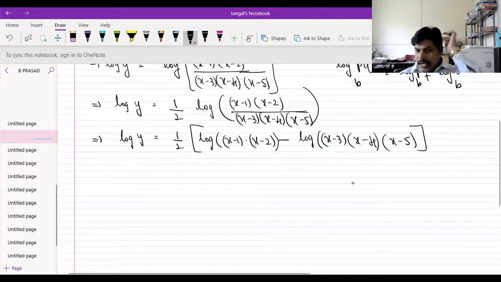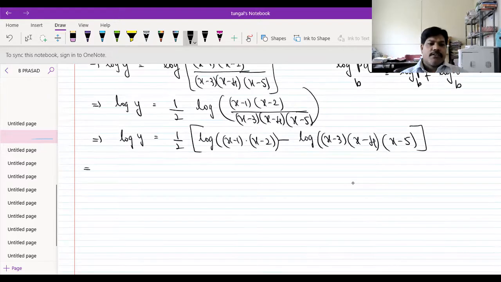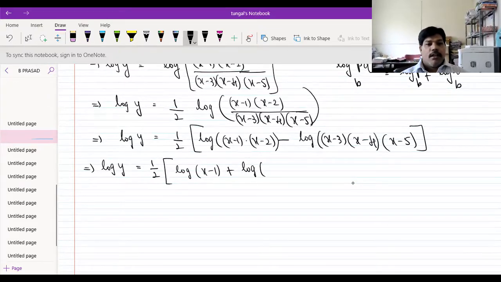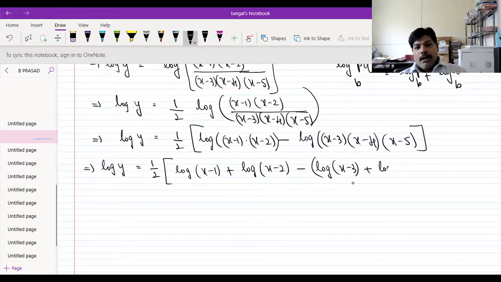So then what happens, students? Here, that implies log y is equal to 1 by 2 into, log of PQ you can write as log of (x minus 1) plus log of (x minus 2) minus log of (x minus 3) plus log of (x minus 4) plus log of (x minus 5).